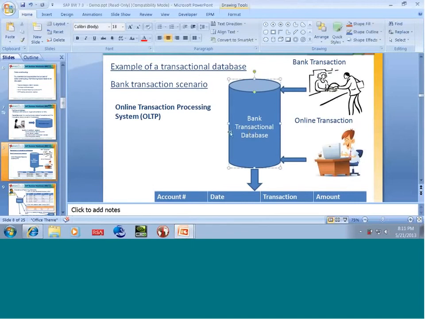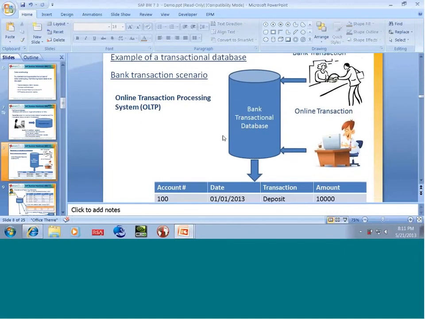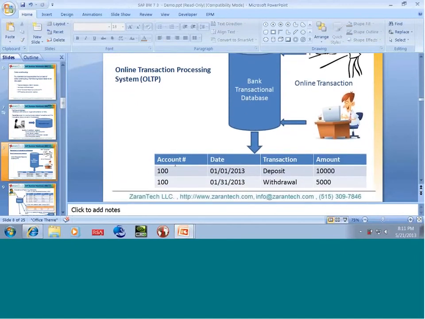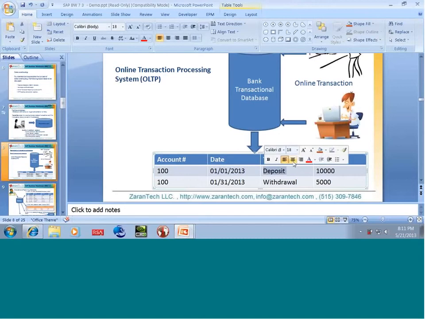The moment I make an entry or transaction, it is simply taking the data and loading it into the database in a similar format. All it is doing is taking the account number, specifying the date on which the transaction is happening, what kind of transaction has been made, whether it is a deposit or a withdrawal, and the amount associated. So this is the lowest level of information that can be stored in any system. I made a transaction, and that data has directly gone and sat in the transactional database.